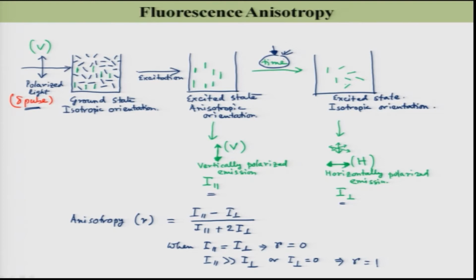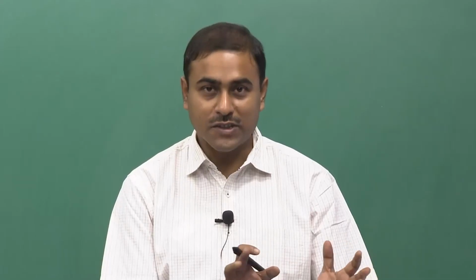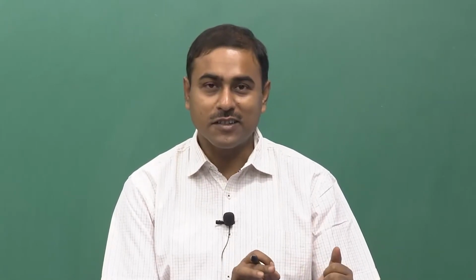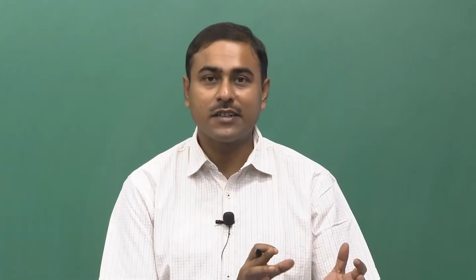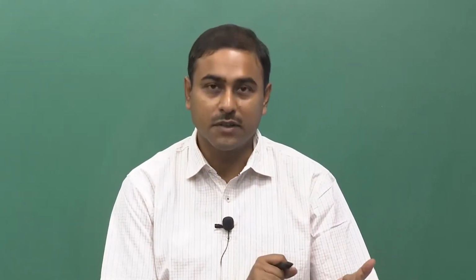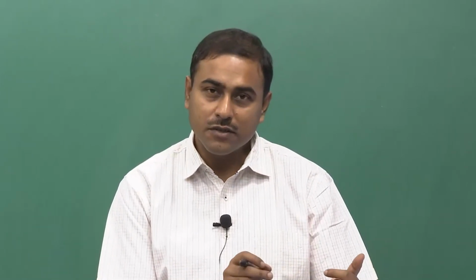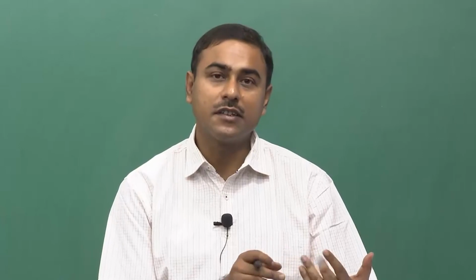So, the value of R ranges from 1 to 0. By looking at this value of R, I can comment on the rigidity of the system. If R is very high, it is very difficult to tell that R is 1, because it is not, but still I am telling. Anyway, if the R value is, let us say, 0.4, it means that the reorientation is not that feasible. But if R is very small, 0.001, 0.005, that means the reorientation is very fast.